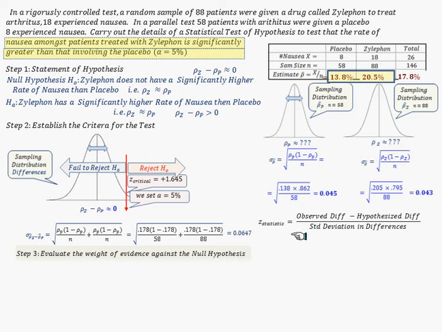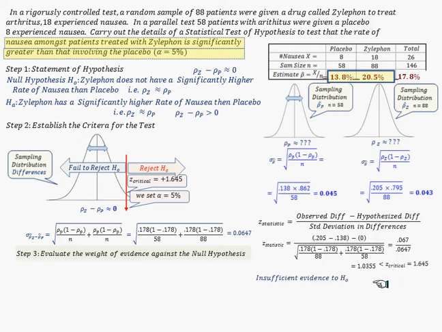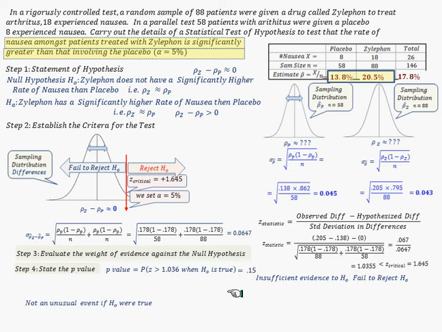Let's see what you've got. The observed difference, 20.5% minus 13.8%. And note here, this comes out to be 1.0355, within that critical region, so we fail to reject H0. There's insufficient evidence here to reject H0. The p-value, looking this up in your table, is around 15%, which is not unusual if H0 were true. Our conclusion would be insufficient evidence to reject H0.